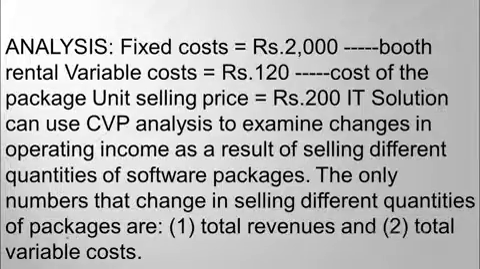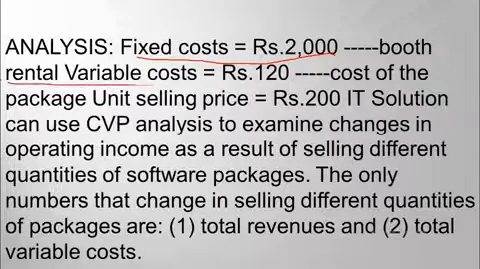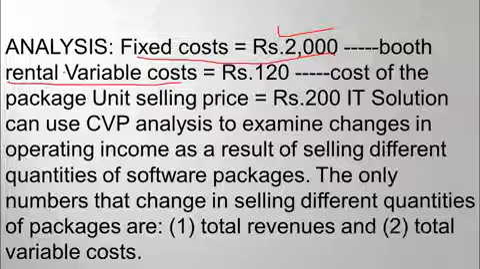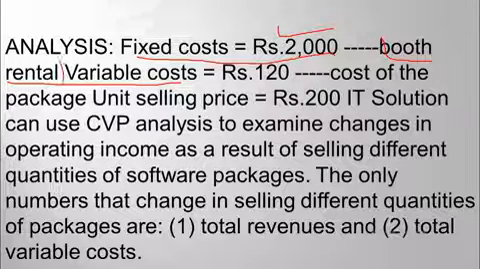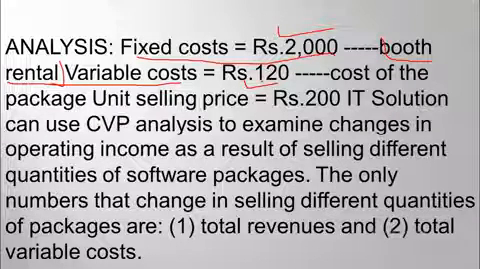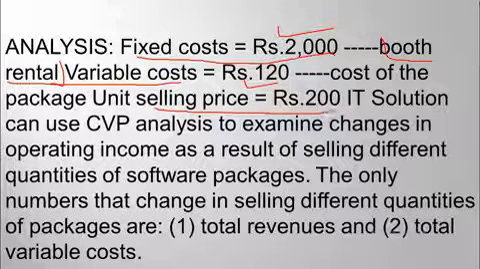Now here, as already told, there is a fixed cost of rupees 2000 which is being paid for the booth rental. Sorry, it's a fixed cost, not a variable cost, of rupees 2000, which was the booth rent for the 2 days convention. The variable cost of this particular product is rupees 120, because they can get the software package from the wholesaler for rupees 120, and the selling price of this particular software package is rupees 200.